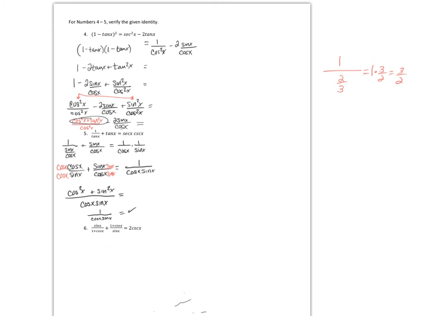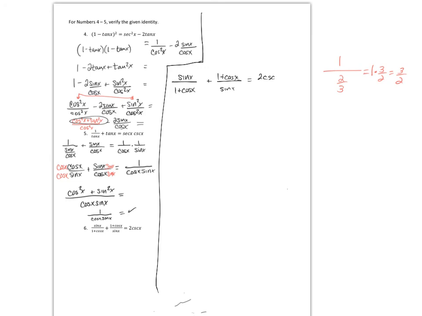Actually, you know what I can do is just recopy it up here. Let's just put a wall over here. And I think we could just kind of recreate it over here. So I'm going to put sine over 1 plus cosine plus 1 plus cosine over sine, and that is equal to 2 cosecant.